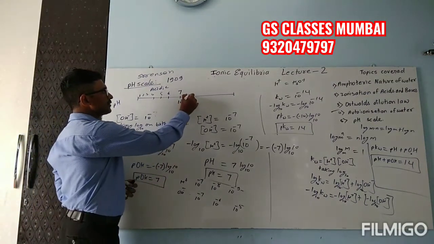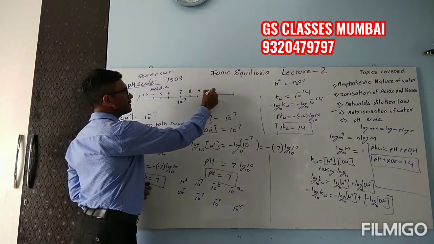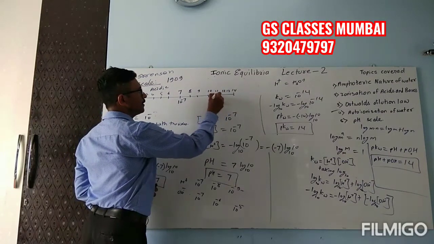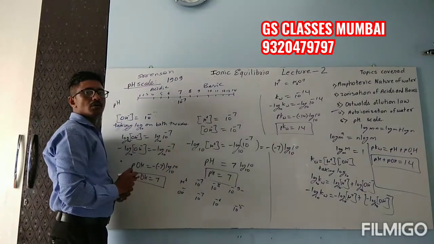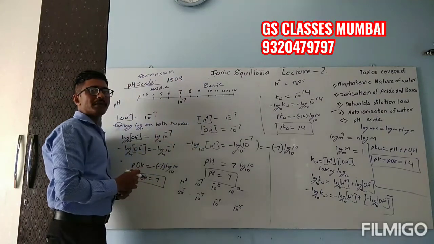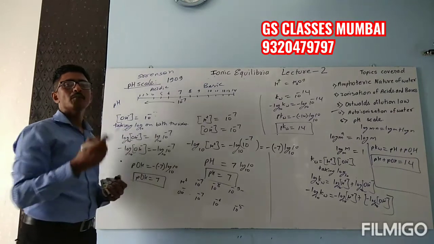So here we write 8, 9, 10, 11, 12, 13, 14. This becomes basic. The more you move to this side, the solution will become more and more basic. The more we move to this side, the solution will become more and more acidic.